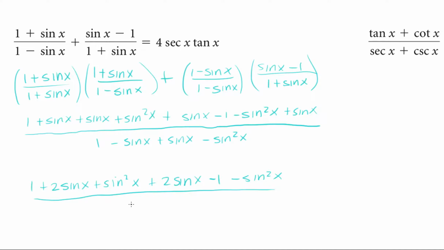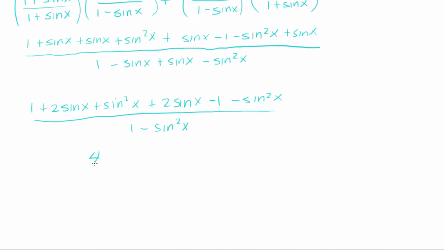Notice that 2 sine of x plus 2 sine of x is 4 sine of x. Sine squared of x minus sine squared of x is 0. 1 minus 1 is also 0. So you're left with 4 sine of x over 1 minus sine squared of x. Now from here, notice that we're going to use an identity here. 1 minus sine squared of x, by now you should know that this is cosine squared of x.